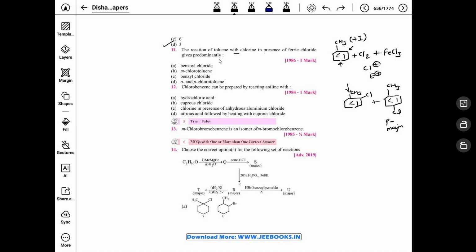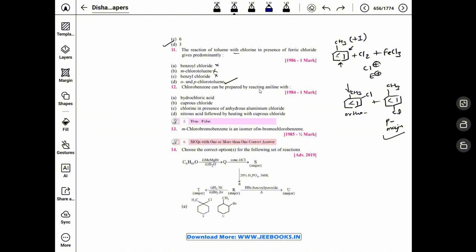Okay, so what are the options? Benzoyl chloride? No. Metachlorotoluene? No. Benzyl chloride? No. Ortho and para chlorotoluene. So the correct answer is D. If they were asking only one of the major products out of ortho and para, then para will be the major product.